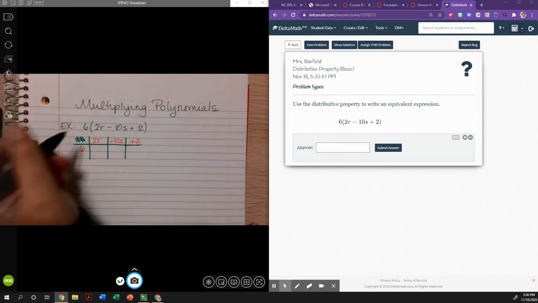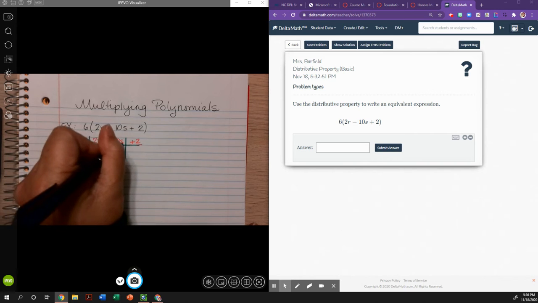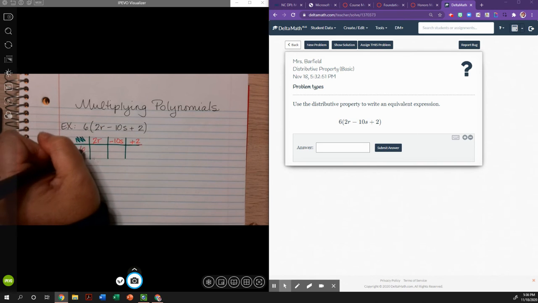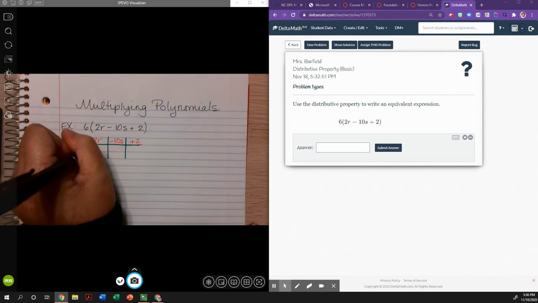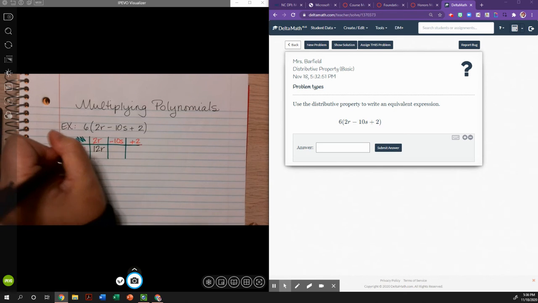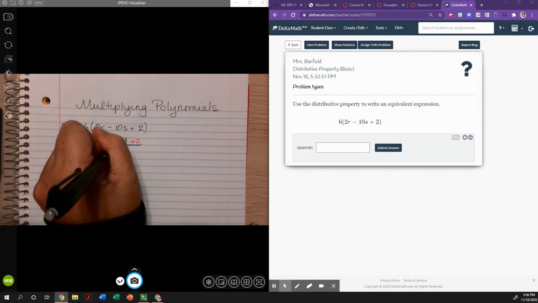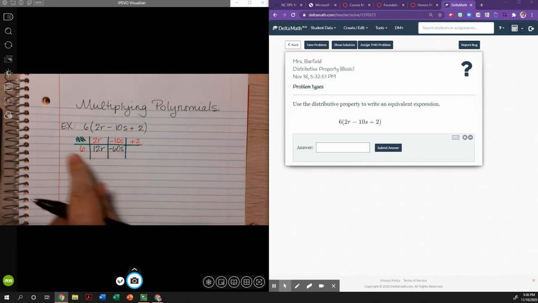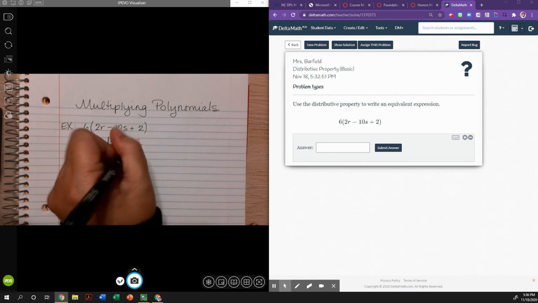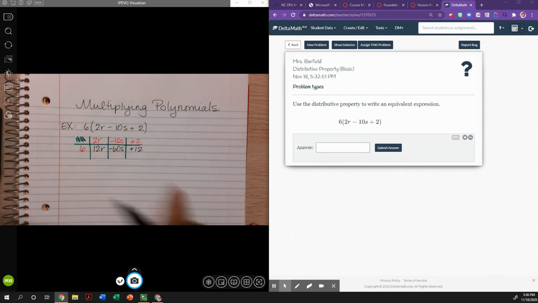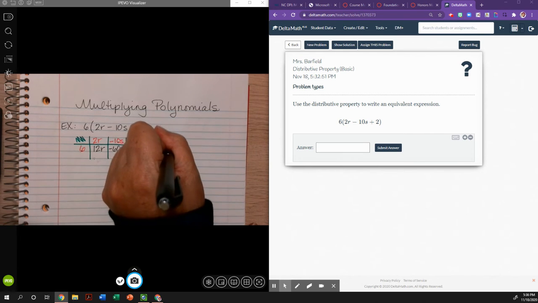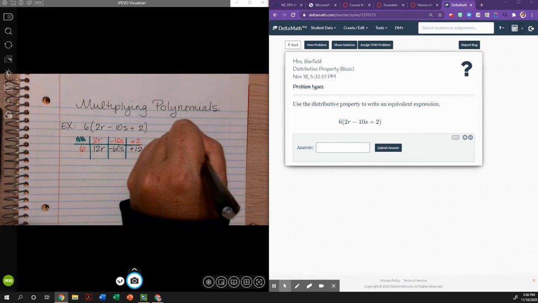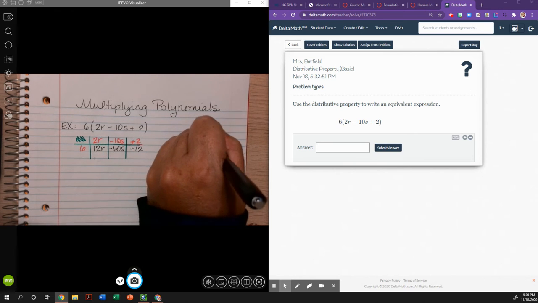All right. Then what you're going to do is you're going to multiply. Okay. So 6 times 2r, that is 12r. 6 times negative 10s, negative 60s. 6 times 2, positive 12. All right, and that's your final answer. So 12r minus 60s plus 12.